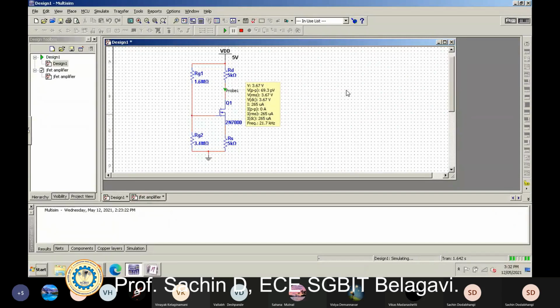Yes, can you zoom it? If you have zoomed it, just go through that circuit. RG1 is 1.6 mega ohm, RG2 is 3.4 mega ohm, RD is 5 kilo ohm, RS is 5 kilo ohm, and I have taken the MOSFET 2N7000. VDD is given as 5 volt. And now I'm checking the drain voltage VD. VD is 3.67. Can you see it? VD is 3.67.